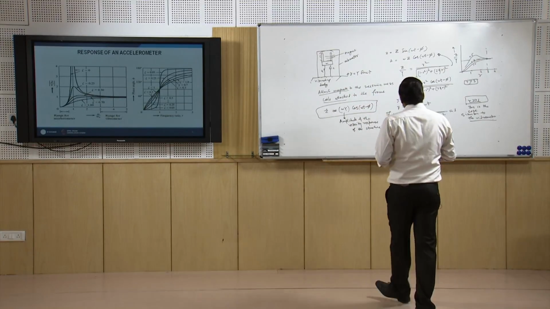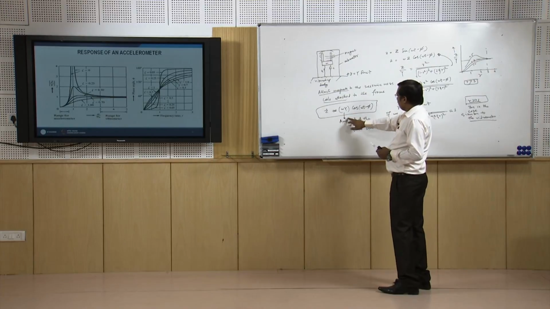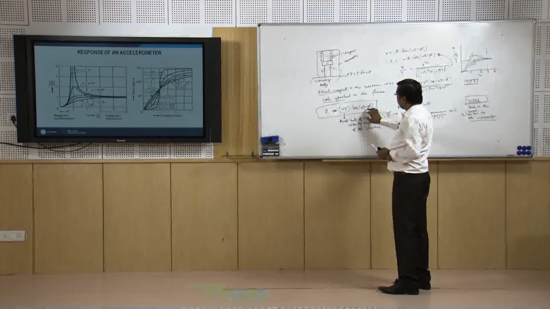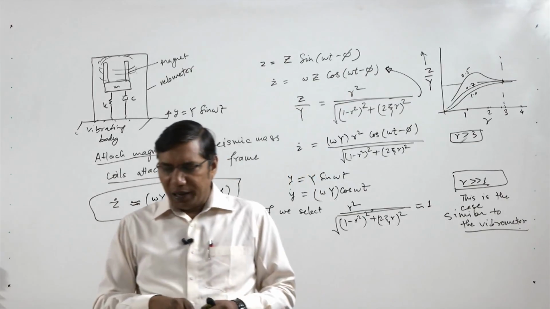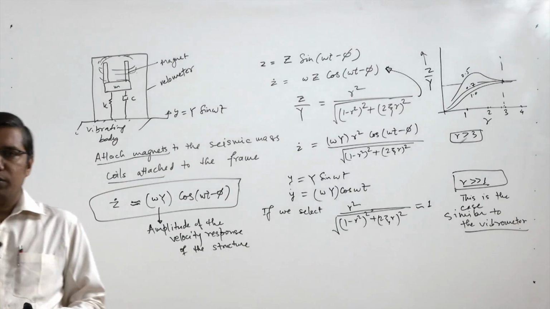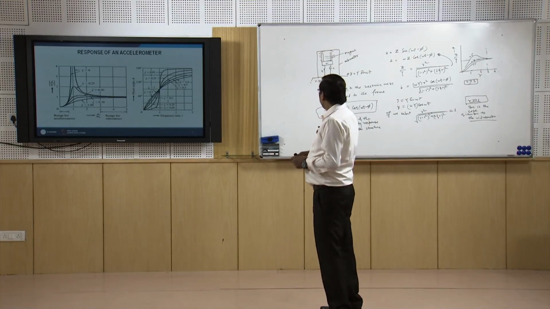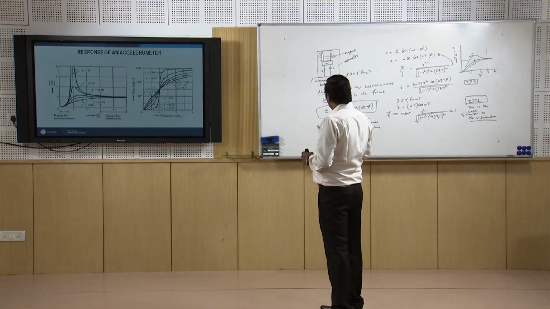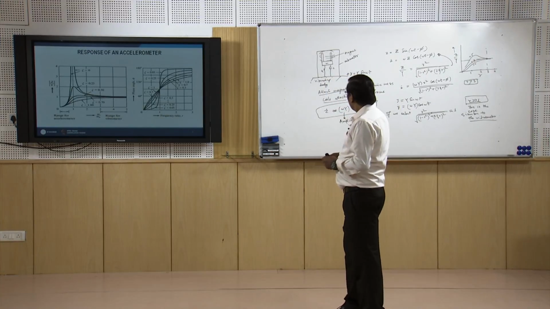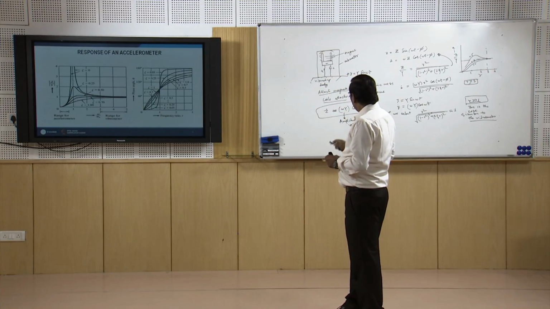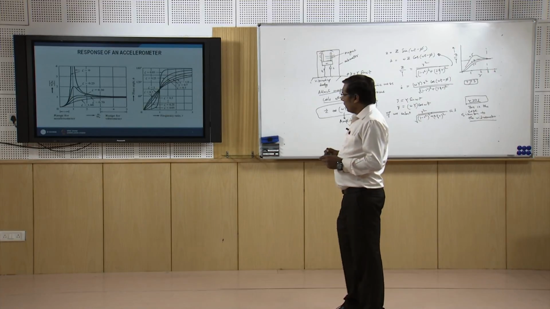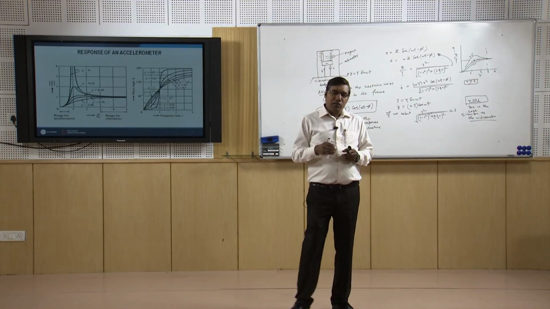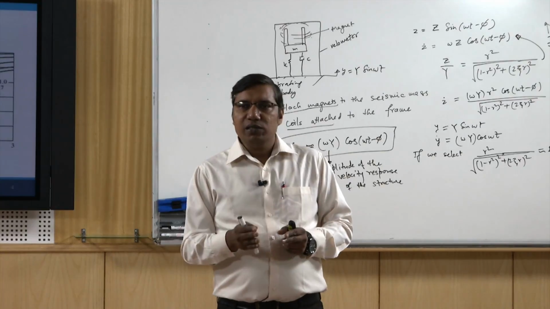So here we can see that although we are getting the amplitude, some phase will be introduced in the response because of this relative motion between y and z. There is a damper, so there will be some phase, and so there will be some time lag between the response of y and z.